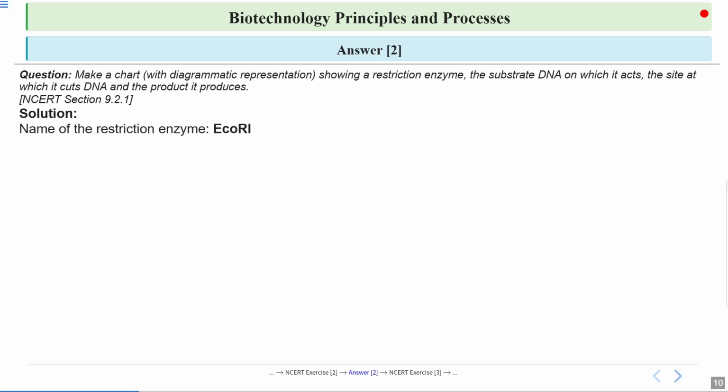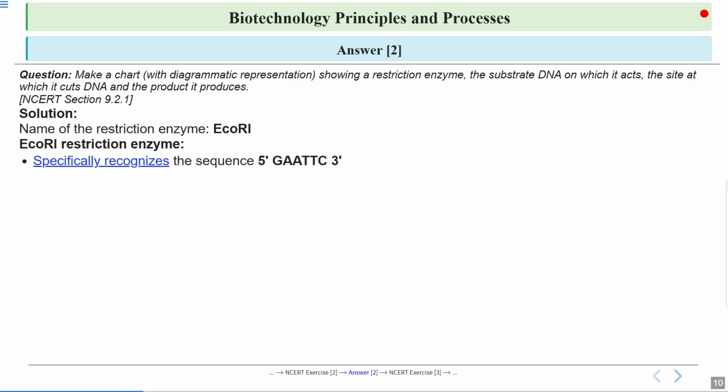Now, we are taking an example of the enzyme called EcoR1. Eco means E is for Escherichia and CO for coli. This was the first restriction enzyme that was discovered in the E. coli bacteria, and that is why it is called R1.